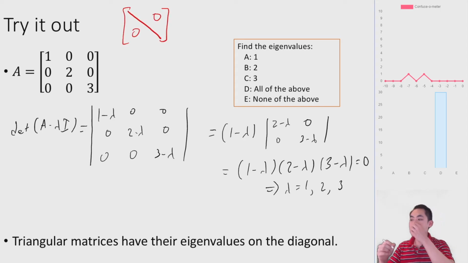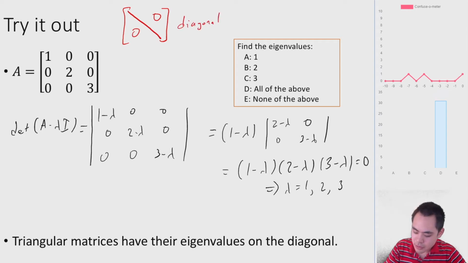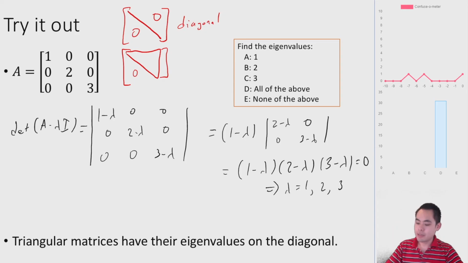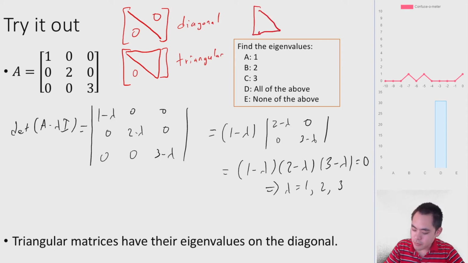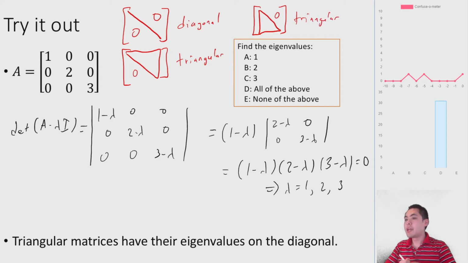If you have entries along just the diagonal, then this is diagonal. If you have entries along the diagonal and above it, that is triangular. Or you can also have triangular the other way. It's also triangular. So diagonal means the only non-zero entries are on the diagonal.